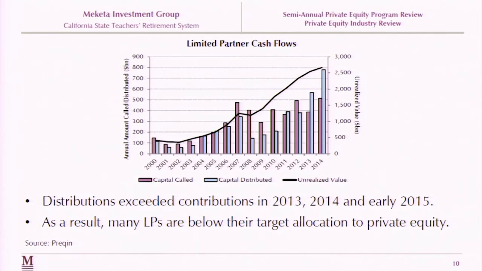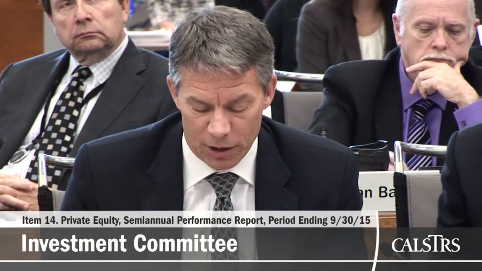Taking a look at this page here, this is showing in the marketplace as sourced by Preqin, the data source there, that positive cash flows have been received by limited partners over the last several years, really since 2011. The amount of distributions has exceeded the amount of contributions, and that has been continuing so far in 2015 as well. And this has had an effect on the LPs being able to reach their target allocations.